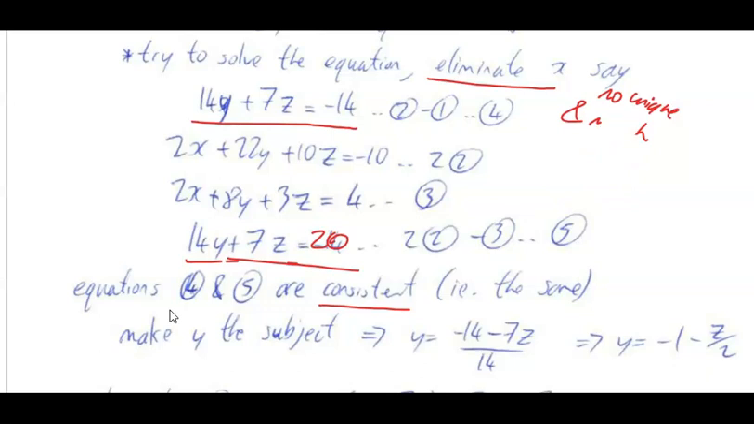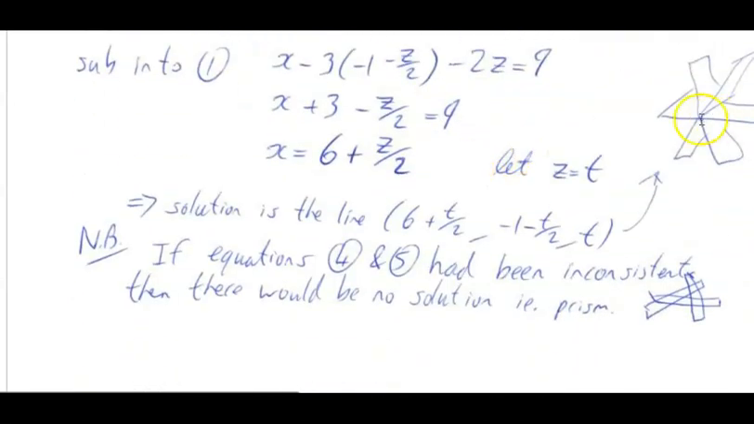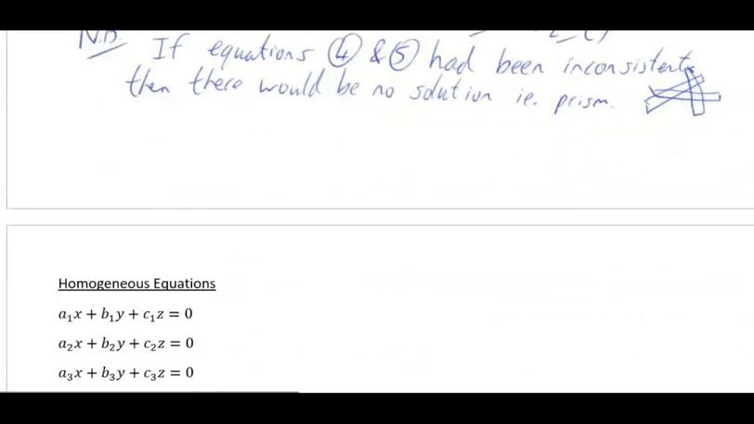Okay, but that wasn't the case in our example. In our example, we had 4 and 5 being consistent. That means it must be the spine of the book in this case.